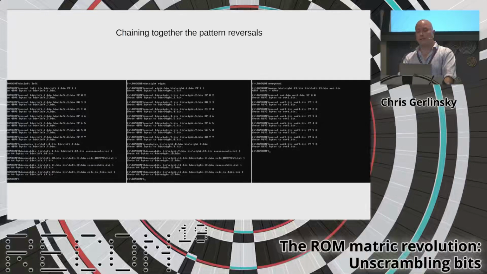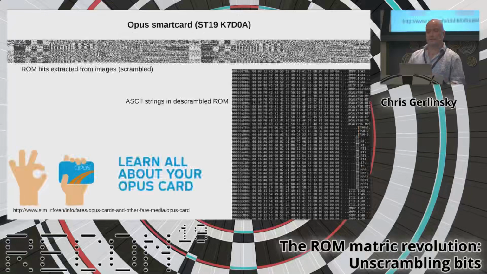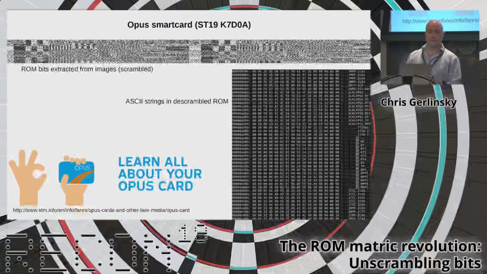On the first chip that I did, as I mentioned, I had some plain text to work with. But now that I've figured out the scramble on one of them, it turns out that the scrambling across the whole family of ST19s is quite the same. So once you've broken one of them, you can apply that to other versions and decrypt those also. Here's an example from an Opus smart card.